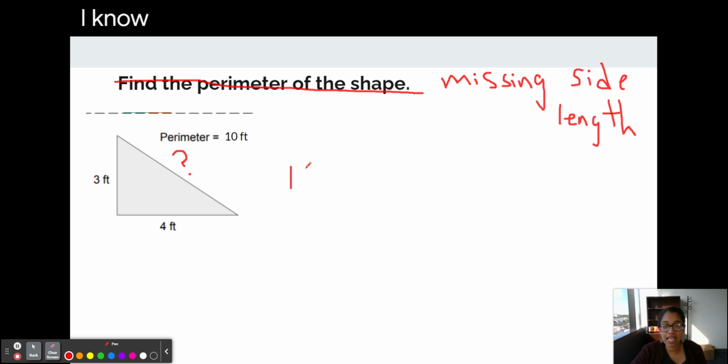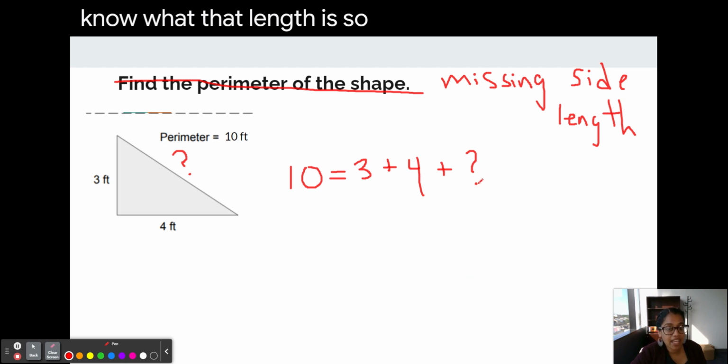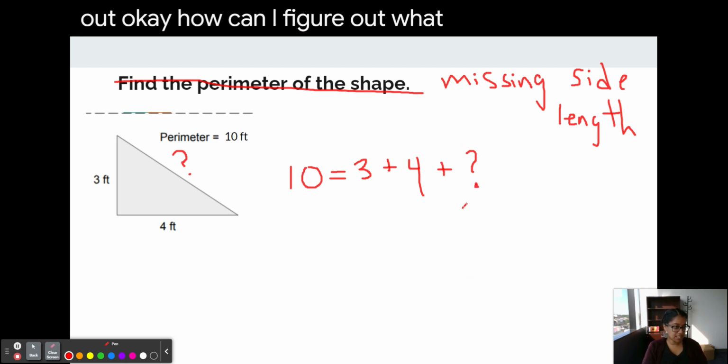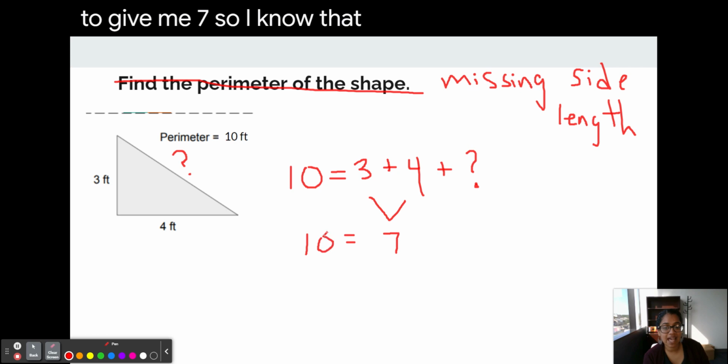10. So I know 10 is going to equal 3 plus 4 plus something, right? I don't know what that length is. So let's go ahead and figure out, okay, how can I figure out what that missing side is? So what I can do is, let's go ahead and see how much we have right now when we combine 3 and 4 together. So if I combine 3 and 4 together, that's going to give me 7. So I know that 7 plus something is going to give me 10.